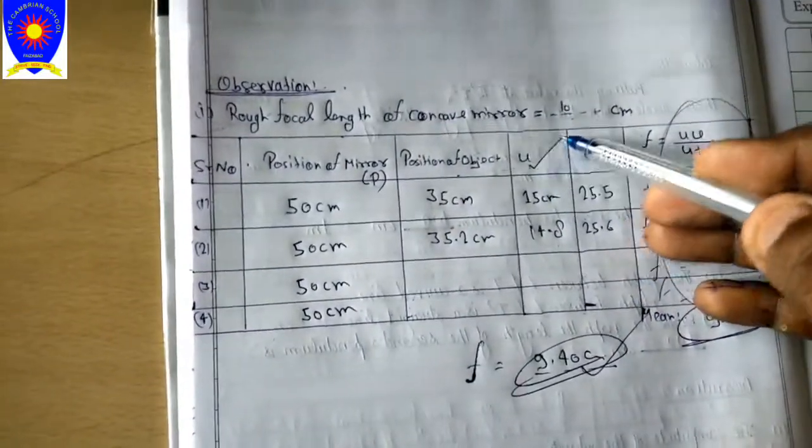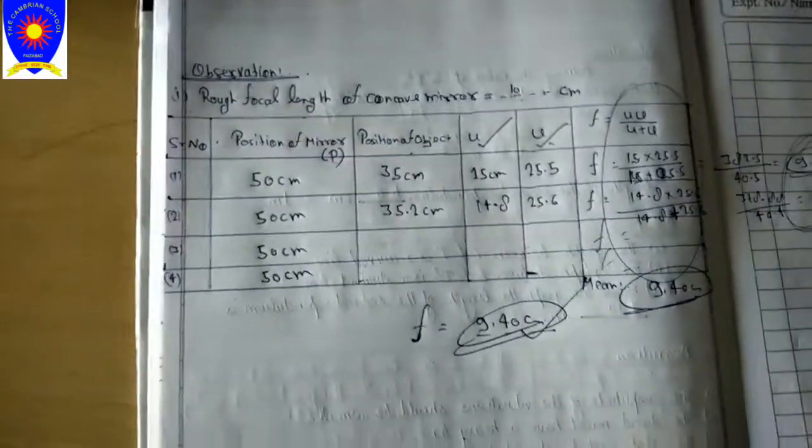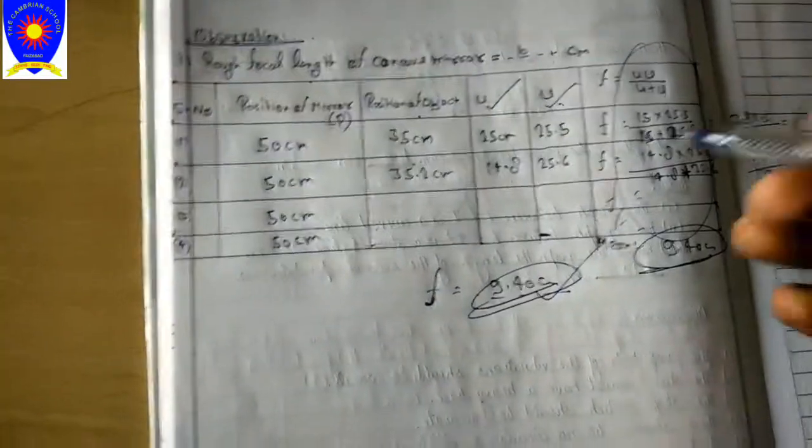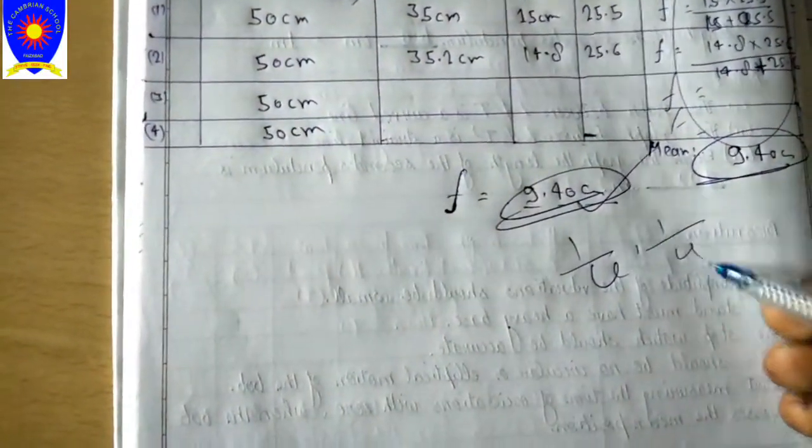One thing again I want to say is that you can also plot a graph between u and v, and you can find the value of f from the graph. You can also plot a graph between 1 upon v and 1 upon u, and find the value of f from that graph.